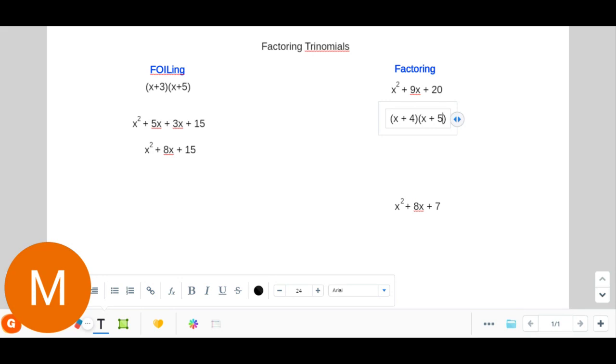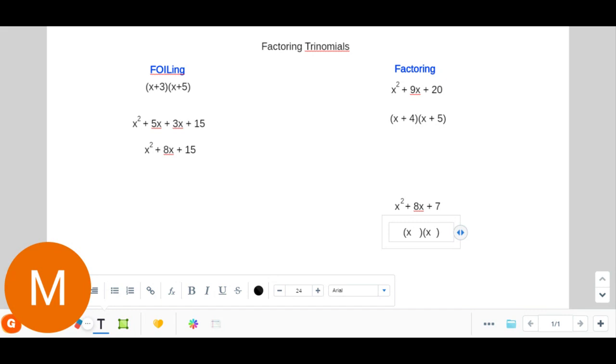Let's try another example. How would we factor x squared plus 8x plus 7? Again, if you can pause it and try to do it on your own. Again, we want to make two sets of parentheses. We know each one's going to start with an x. And I want two numbers that are going to multiply to equal 7 and add up to equal 8.